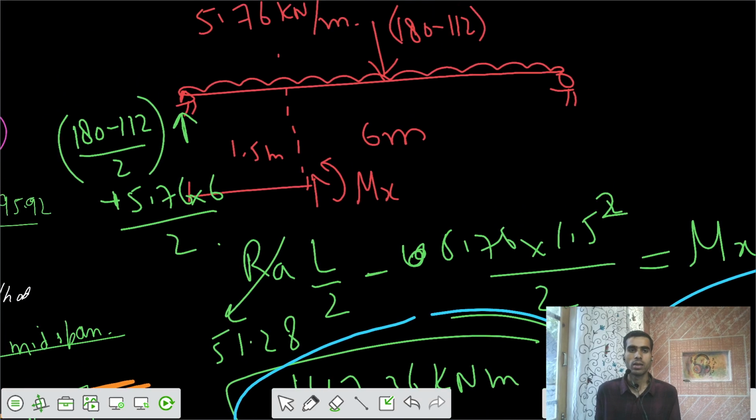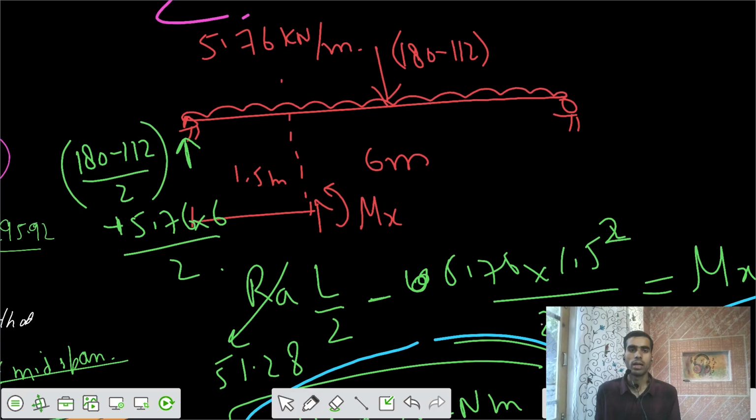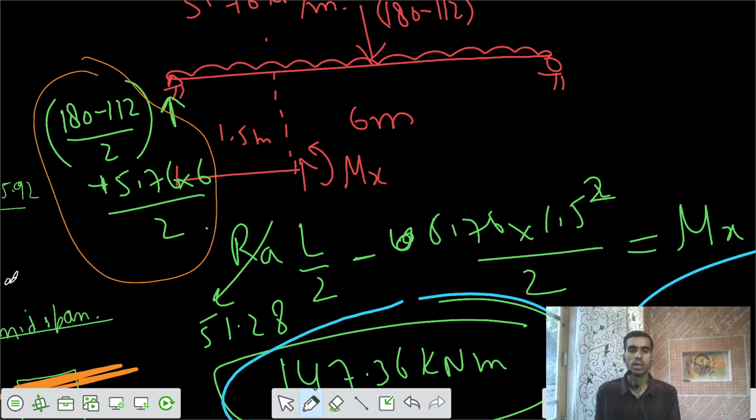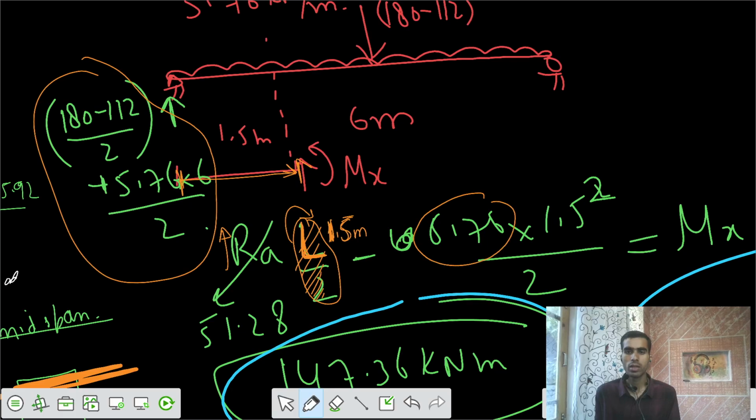I would say the reaction is 180 minus 112 divided by 2, plus because of the UDL 5.76 into 6 by 2. This reaction is okay. And we need to calculate moments. So this is the reaction, that's clockwise, times L by 2. Yeah, this might be the wrong value. We are calculating the moment at the quarter span, so we don't have to write L by 2 here. We have to write 1.5, that's L by 4, 1.5 meters. And this is your UDL, WX square by 2.